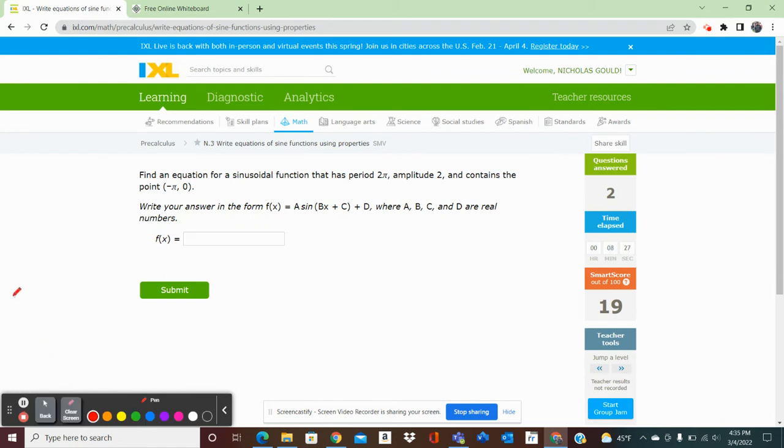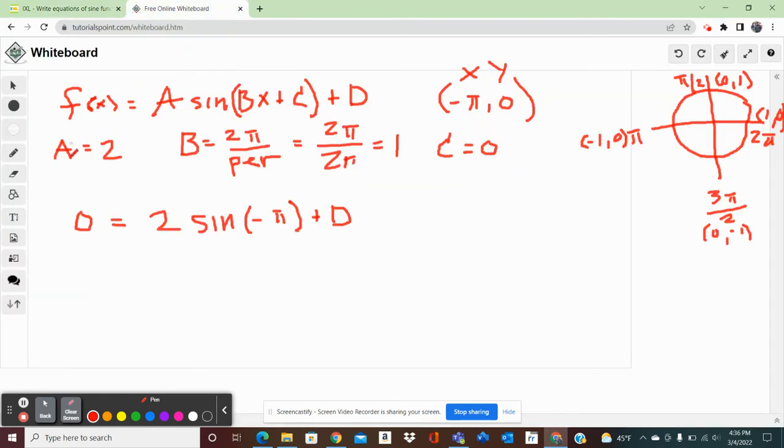All right, for the next problem, we have an equation for a sinusoidal function with period 2 pi, amplitude 2, and that contains the point negative pi, 0. For this particular problem, we now have a different amplitude than before. Here our amplitude is 2, which means a will be 2. So a is 2. Our period is still 2 pi, so 2 pi over 2 pi gives me 1. So our b is 1, and we set c to be equal to 0.